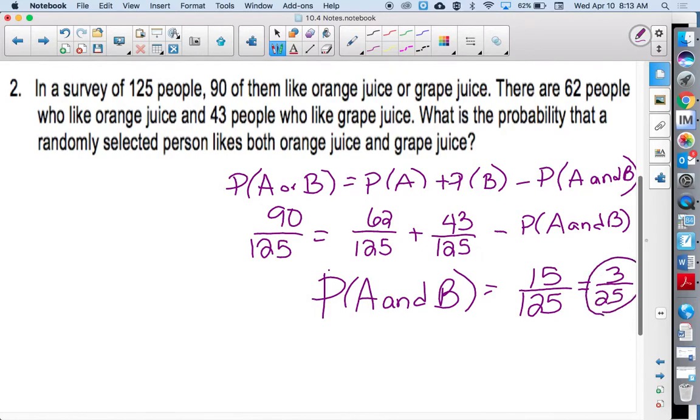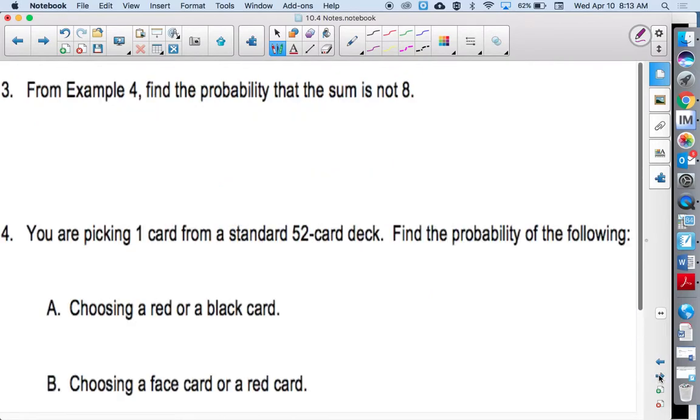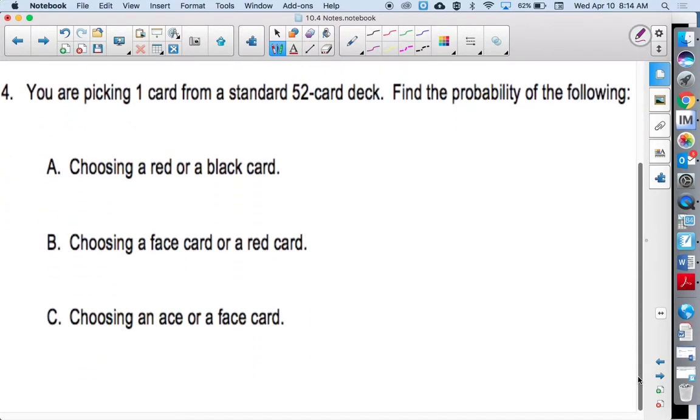Questions? So the last handful of problems, let's look at number 4, dealing with the cards. Number 3 goes back to the dice. You're picking one card from a standard deck. Find the probability of the following. Find the probability of choosing a red or a black card. So what would be the probability of choosing a red or a black card?